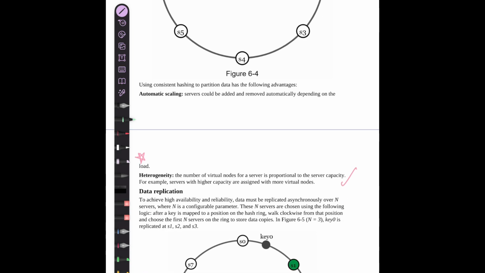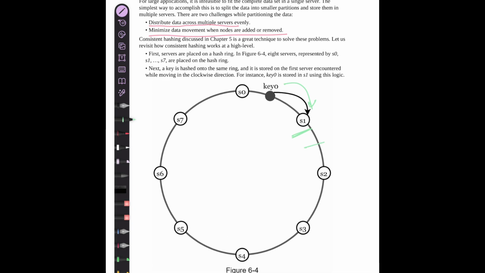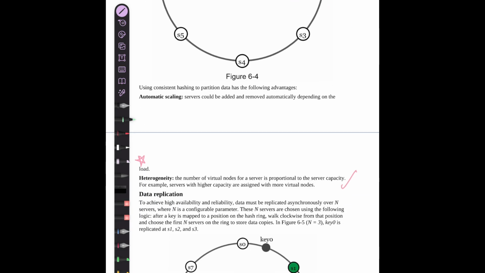And when we talk about data partition, consistent hashing handles this very effectively, because you can add or remove a server automatically. Whenever you add a server, for example, I add a server, say S2 here, only the keys that were between S1 and S2 would be redistributed to S2. So there's automatic scaling here.